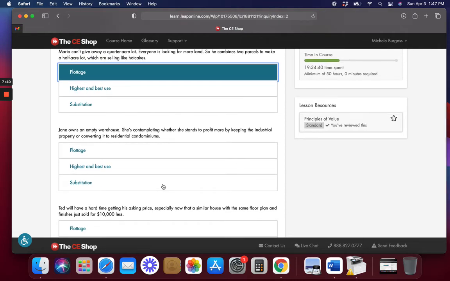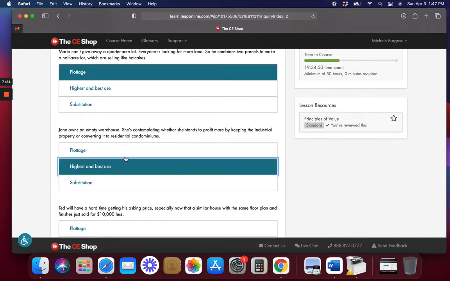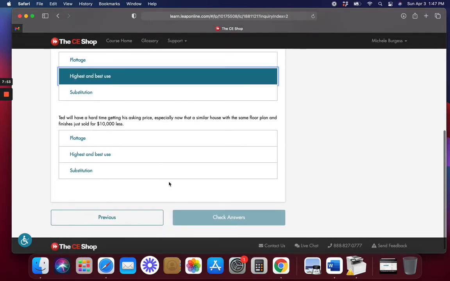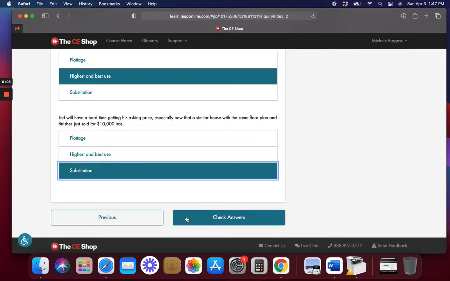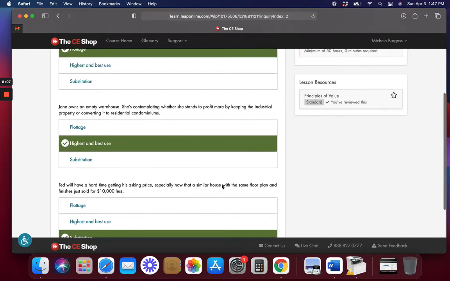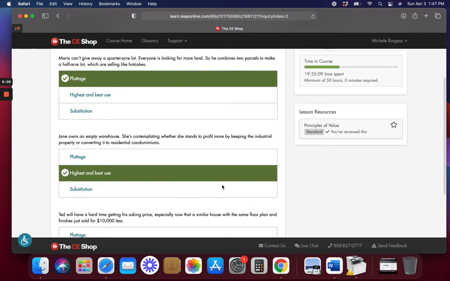Jane owns an empty warehouse. She's contemplating whether she stands to be more profitable by keeping the industrial property or converting it to condominiums. Highest and best use. Ted will have a hard time getting his asking price, especially now that a similar property with the same floor plan has just sold for $10,000 less. Okay. If you need a screenshot, there you go.